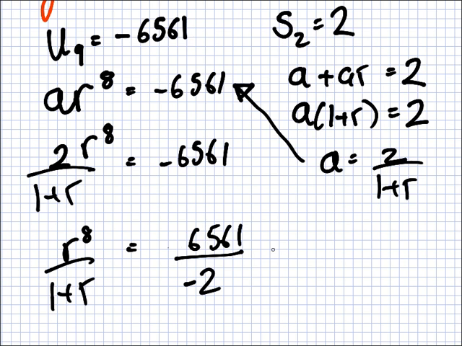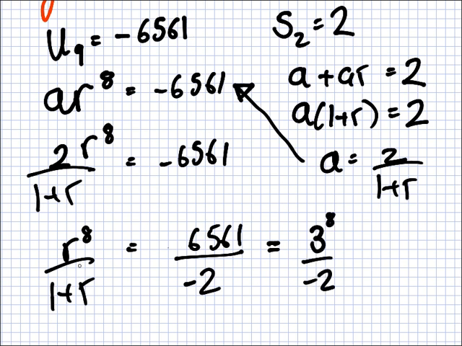Now, is it 6561? I'm sure that 6561 can be simplified into a power of 3. Yeah, 3 to the power of 8. So it's 3 to the power of 8 over minus 2.